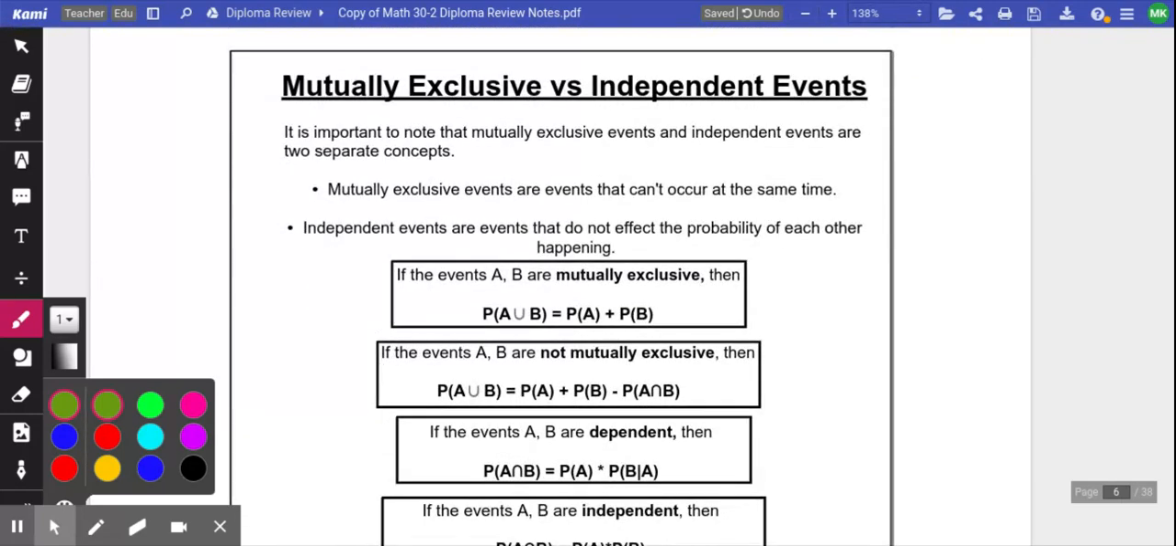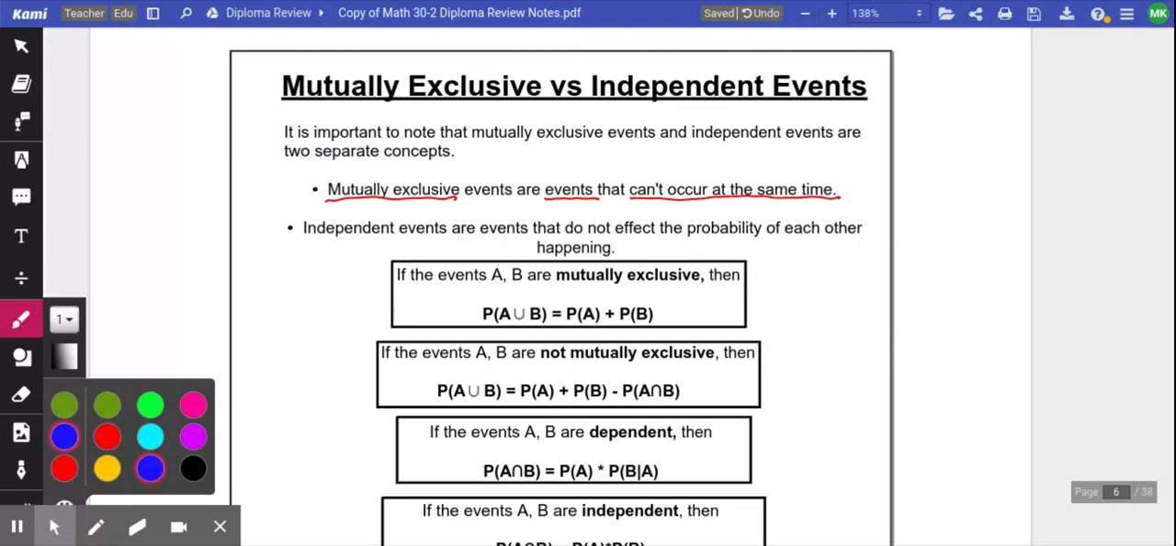Mutually exclusive and independent events. So these are two definitions that sometimes get mixed up. Mutually exclusive is a term that you've heard before. Mutually exclusive gets used when we're talking about people dating each other. We'll say, oh, those two people are mutually exclusive. That means that they shouldn't date anybody else at the same time. This means in math that mutually exclusive means that the other events can't occur at the same time. So one thing happening means the other thing can't be happening.